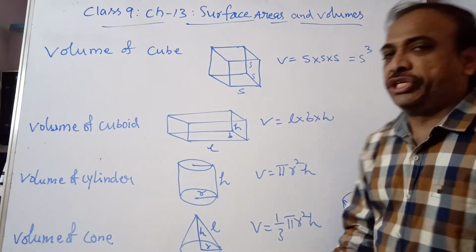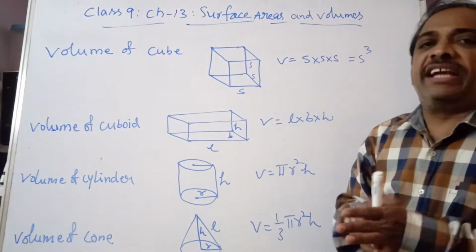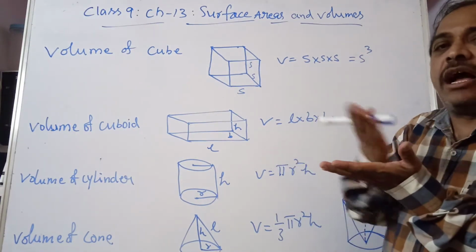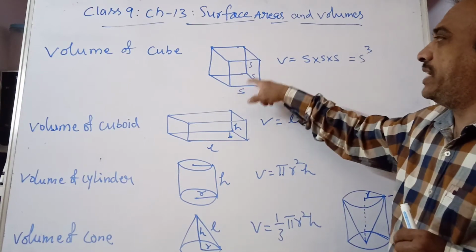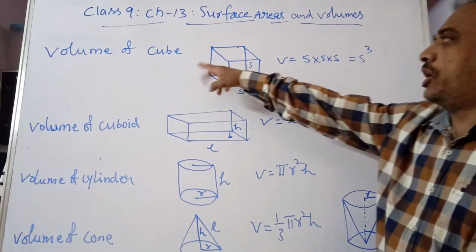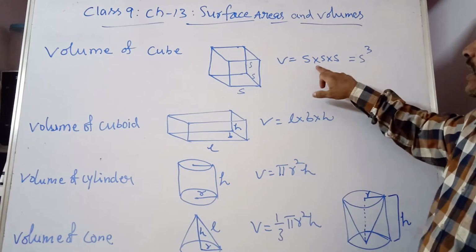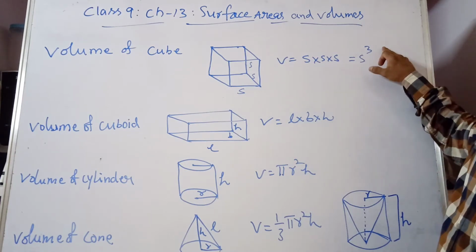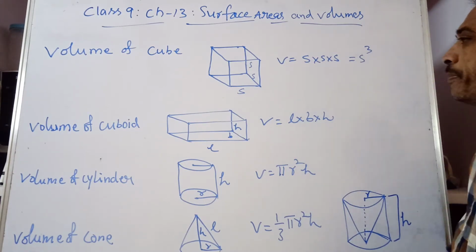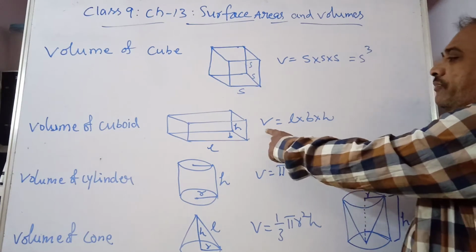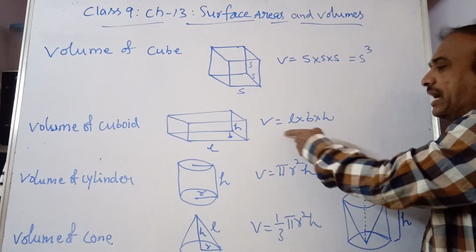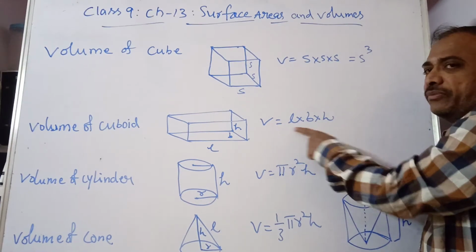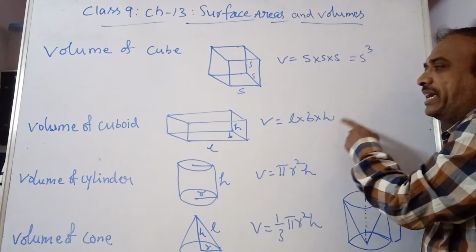Volume of a cube. Volume is defined as the space occupied by the region. The area is S into S and the height is S. So the volume of a cube is S into S into S, S power 3, that is nothing but S cube. Then volume of the cuboid: the area is in a rectangular shape, so L into B, and then the height is H. So the volume of the cuboid is L into B into H.